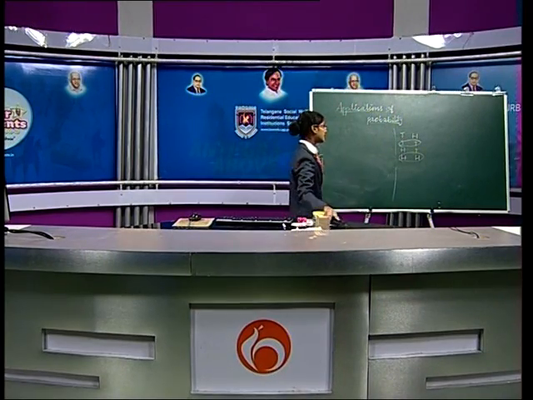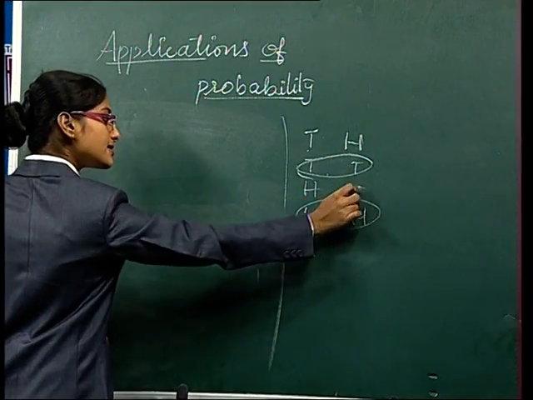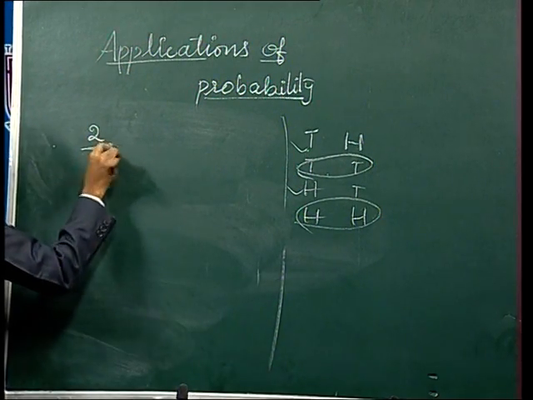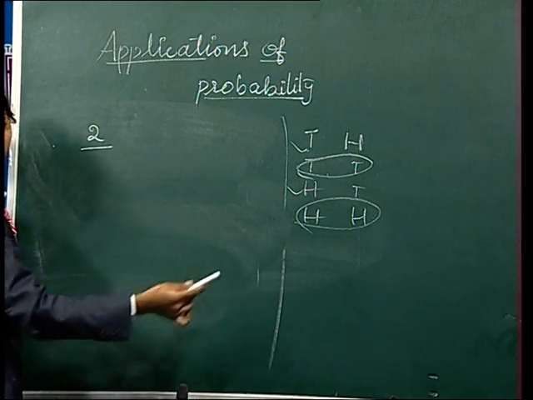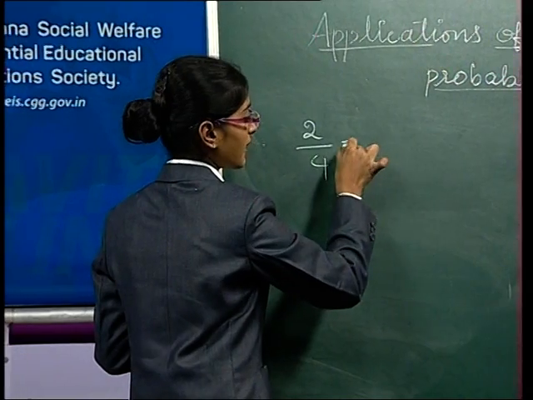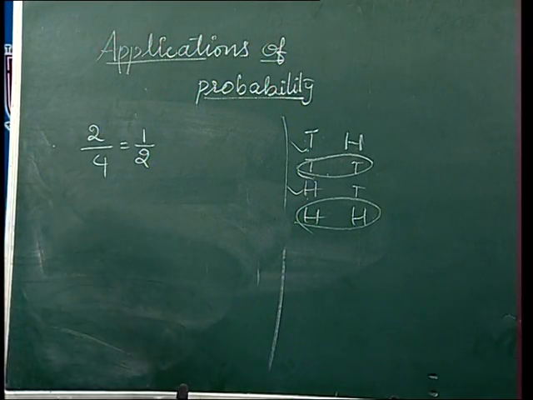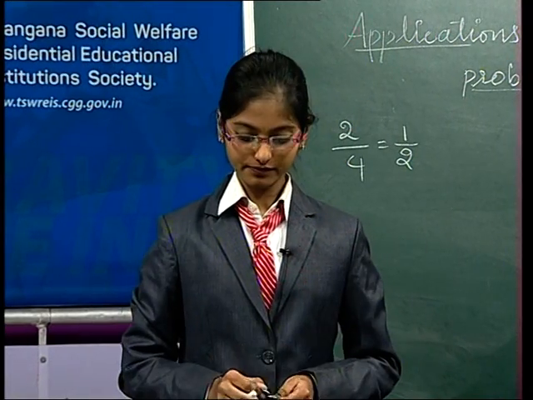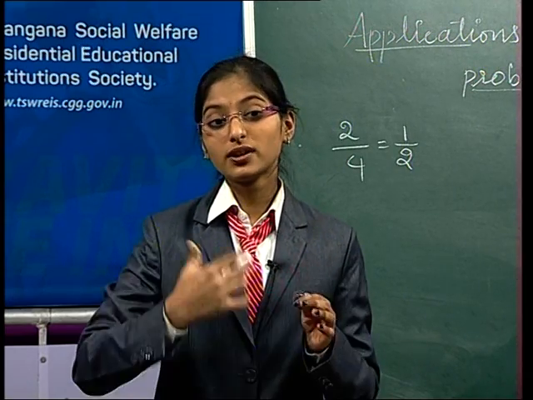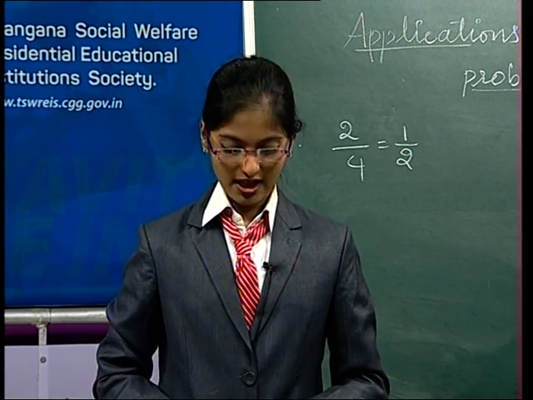See, when we compare the chances here, this is tails and heads, and heads and tails. So there are 2 chances, 1 and 2. 2 by how many total outcomes are there? 1, 2, 3, 4. 2 by 4, I mean 1 by 2, is the probability of getting a tail and a head. Like this, we can find for many objects the total number of outcomes and the chance of getting an object.